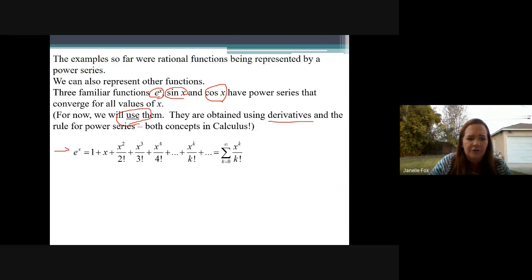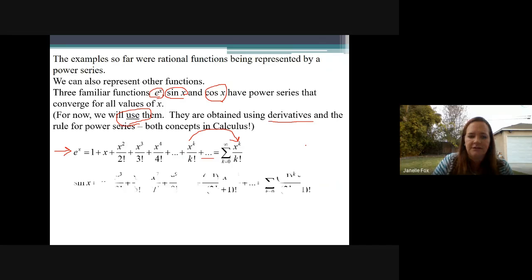Okay, the first guy right here for e to the x. The power series for e to the x is 1 plus x plus x squared over 2 factorial plus x cubed over 3 factorial plus x to the 4th over 4 factorial plus ... because it is infinite. This right here is our general term, plus x to the k over k factorial plus ... This is insinuating that we're going on forever. In beautiful summation notation, it is the sum from k equals 0 to infinity of x to the k over k factorial. In fact, just rewriting this general term over here is exactly what you do for the power series.